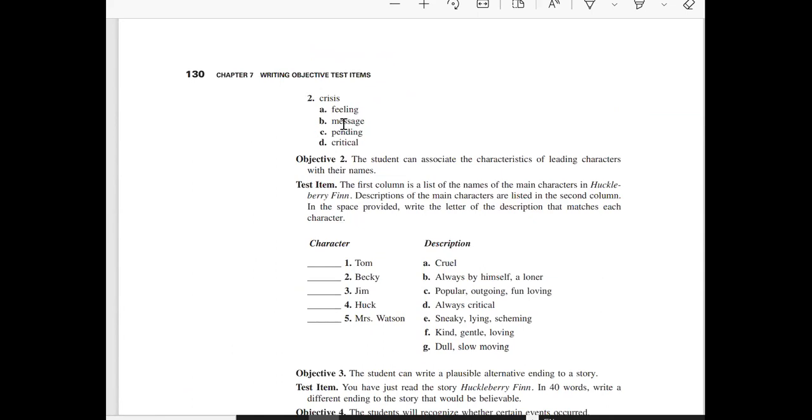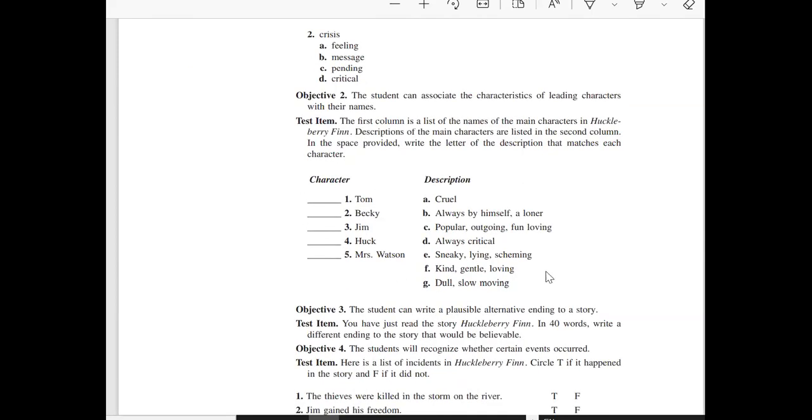All right, so see another objective here. The student can associate the characteristics of leading characters with their names, and the test item example below it. And I wanted to point out this particular example because I don't think it was covered in the last presentation. I don't remember if we did matching. Don't think we did matching.